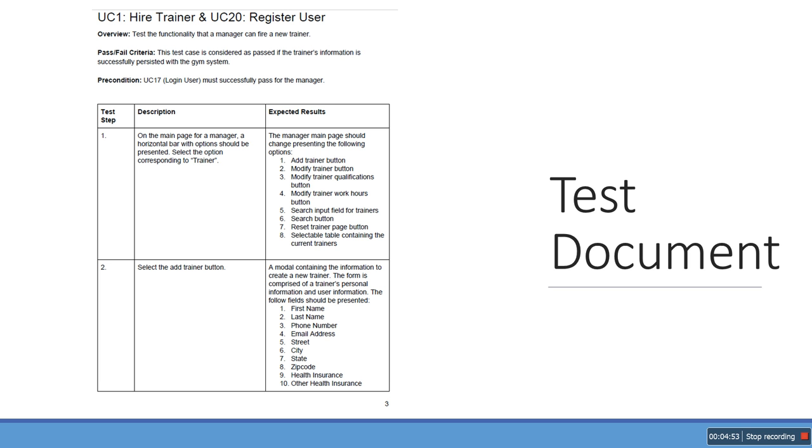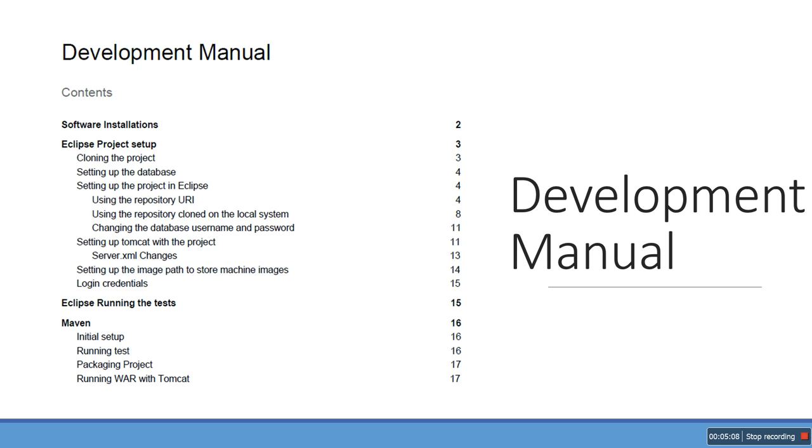Next, we have the test document. The test document describes the series of steps that are expected to pass from a user point of view. So the test document shows the pass-fail criteria for each of the use cases of the gym management system. We also have the development manual, which helps a developer to install the gym management system on his computer. So it has a list of software that have to be installed and where you can get them, setting up the project in Eclipse, cloning the project, and running the JUnit tests in Eclipse.